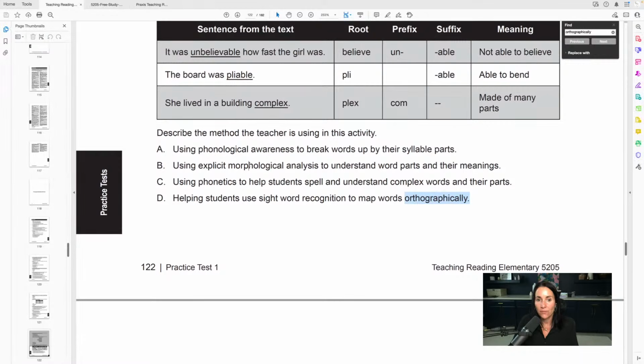This would be a morphological analysis for those of you who asked me about morphology, because we're breaking down pieces of the word and going, you can see here, not able to believe, able to bend. We're looking at the different pieces in the word and basically ascribing meaning. And remember, morphology is individual meanings in the word. And in unbelievable, there are 3 meanings. Basically, the un is not, believe is believe, and able is the ability to. So unbelievable is not having the ability to believe.